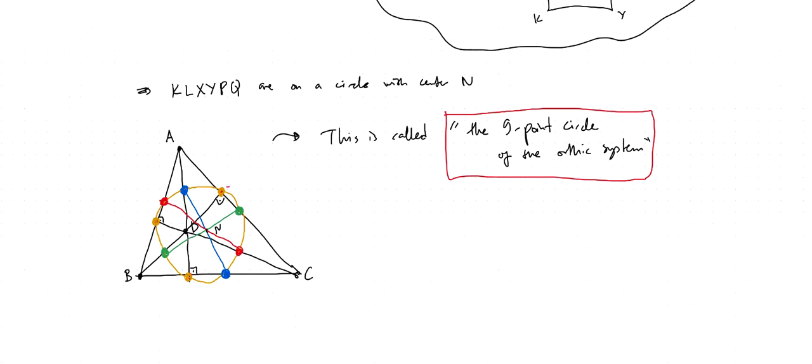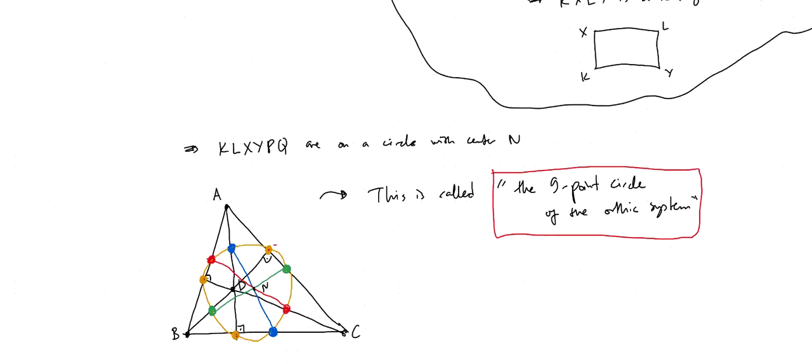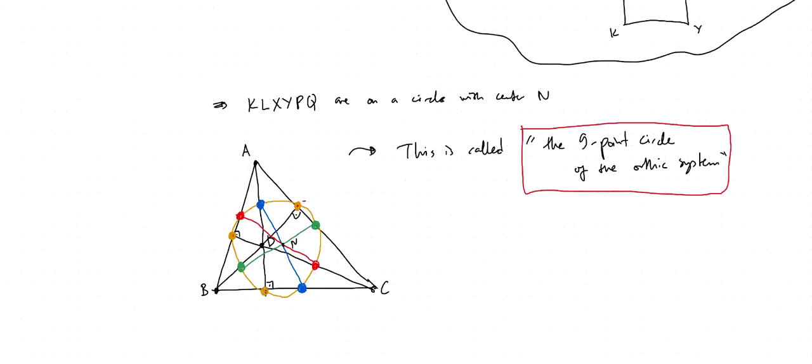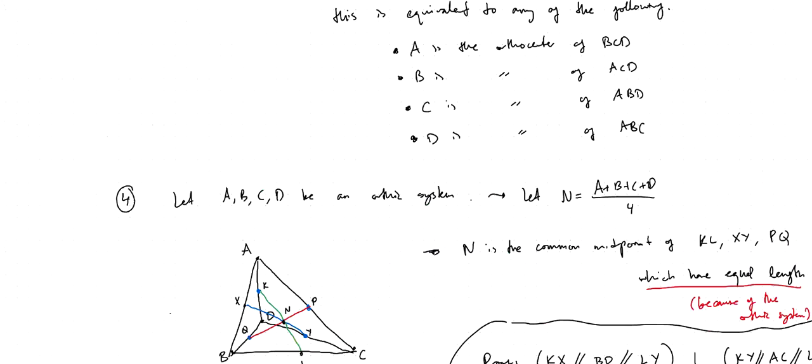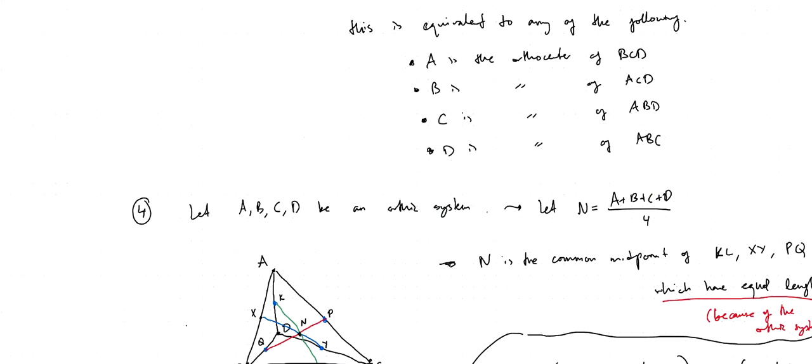This is a famous thing, and the center of the circle is the centroid, the center of mass, of the orthic system. Okay. So this is pretty good information about an orthic system. So yeah, the title of this should be 9-point circle. Nine-point circle.